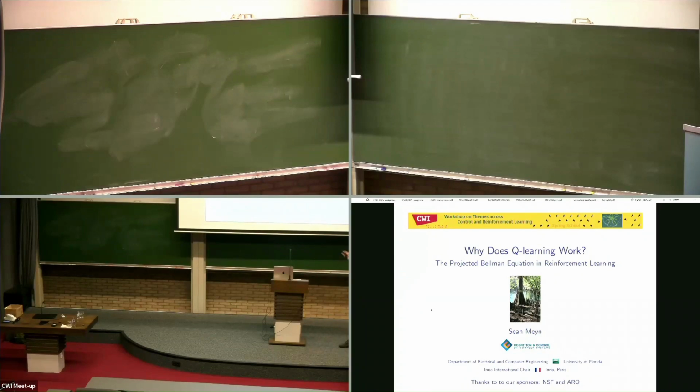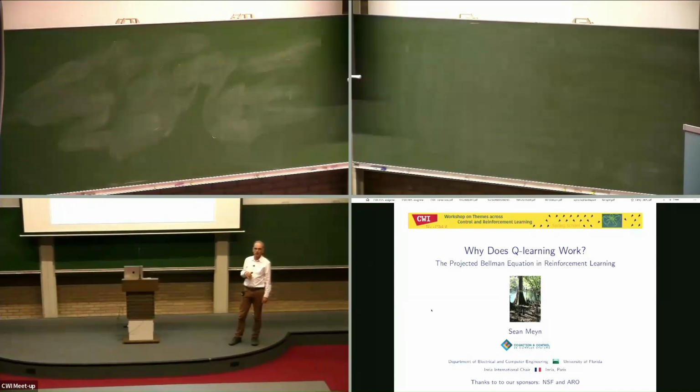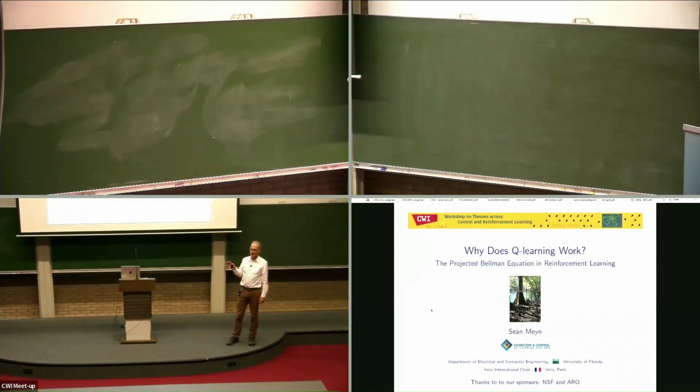So the title of the talk of the program is the projected Bellman equation in reinforcement learning. And the overall objective is to try to figure out why Q-learning works, because it does empirically. I have no answer to that. So I can tell you all about the projected Bellman equation. Why Q-learning works in practice is a mystery to everybody.